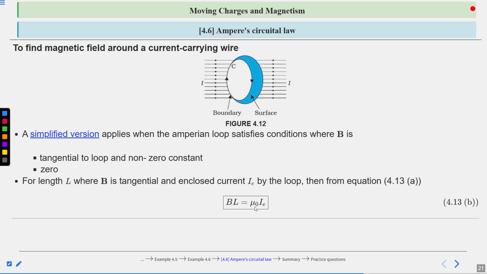This constant mu naught by 4 pi appeared in the Biot-Savart law. The value of mu naught upon 4 pi is equal to 10 to the power minus 7 Tesla meter per ampere. It is similar to the constant epsilon naught in electrostatics. It is mu naught, the permeability. And the value of mu naught is 4 pi into 10 to the power minus 7 Tesla meter per ampere. Got it? So this value will change if we change the medium. It is a medium dependent constant.